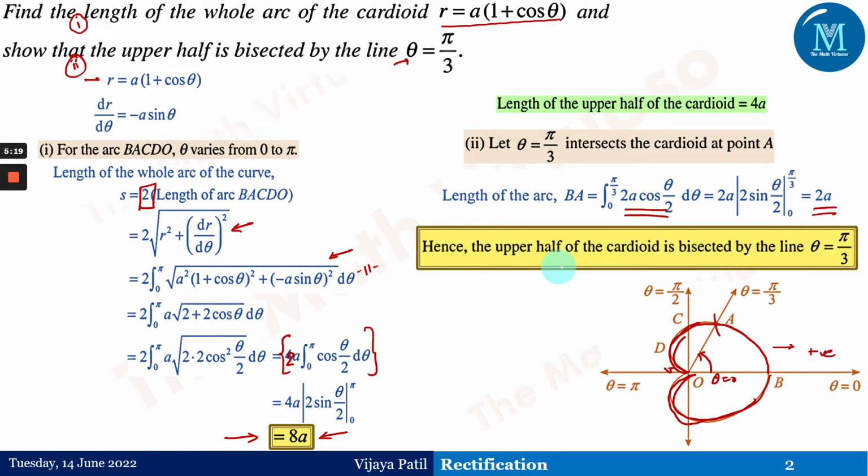That means the upper half of the cardioid is bisected by the line theta equals pi by 3, because we have got the answer as 2a, but the length of the upper half of this cardioid is 4a. So that means the line theta equals pi by 3 divides the upper half of this cardioid into exactly two parts. That we have proved over here.